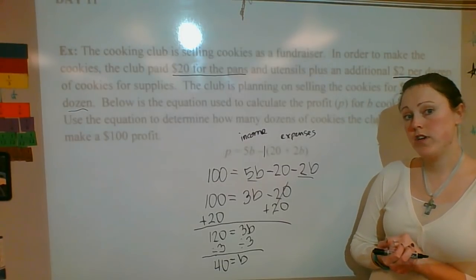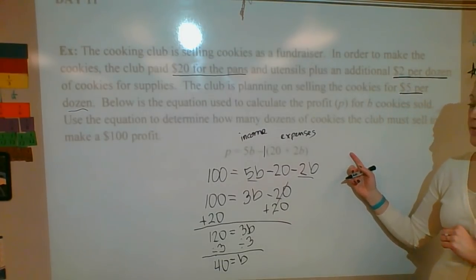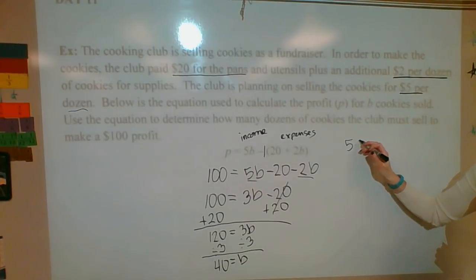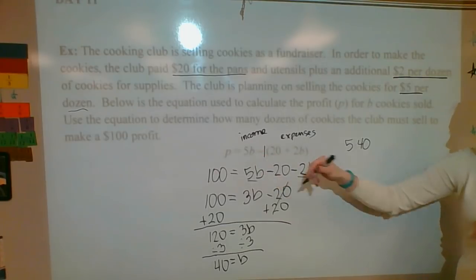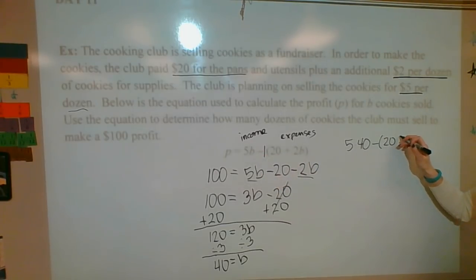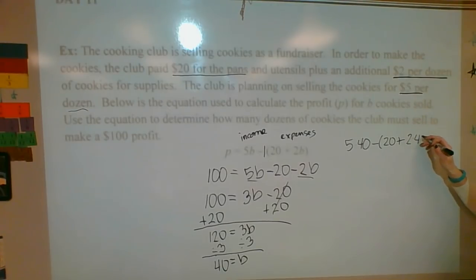I would go ahead and do my check step over here to the side on the test just to make sure. So if I sold 40 dozen cookies, when I put in that 40 there, I'm going to copy other things down. I also need to put in 40 as well there for my B.